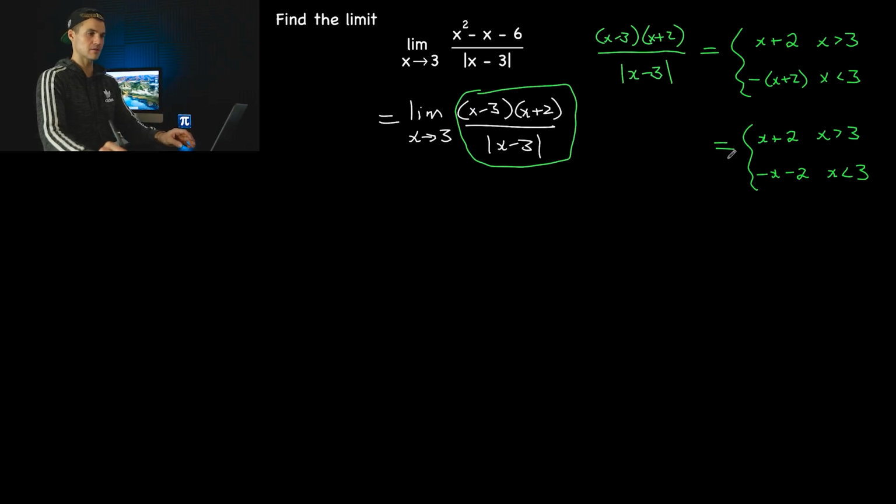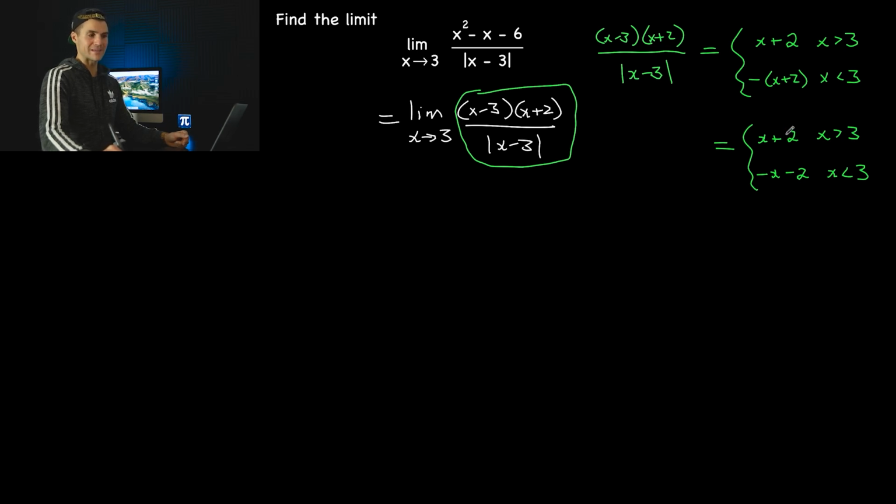Right here, for x values greater than 3, the y values are going to be defined by x plus 2. And when x is less than 3, the y values are going to be defined by negative x minus 2. And notice that at an x value of 3, this function is undefined, right? And so there is no definition for an x value of 3. It's only when it's greater than 3, and then when it is less than 3.